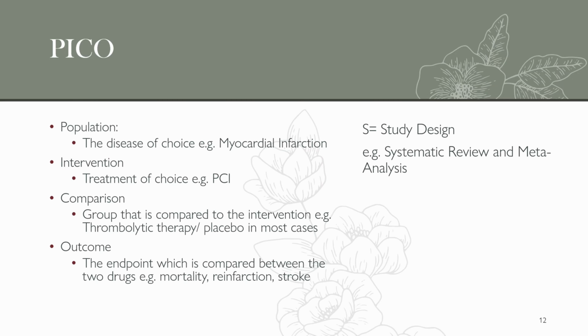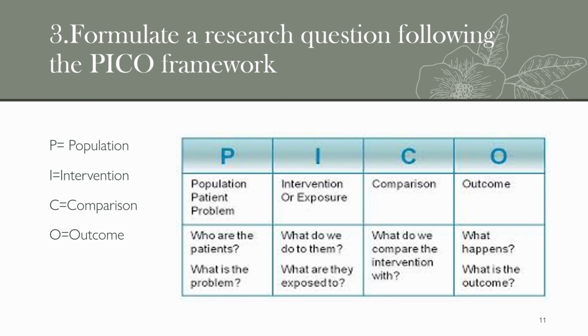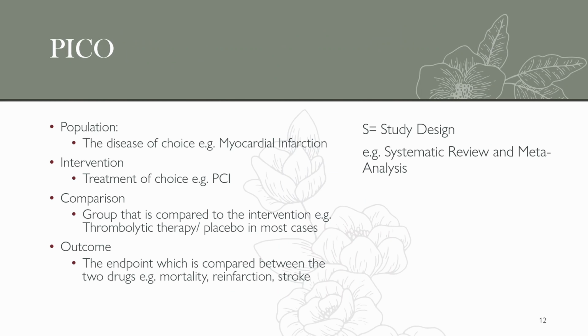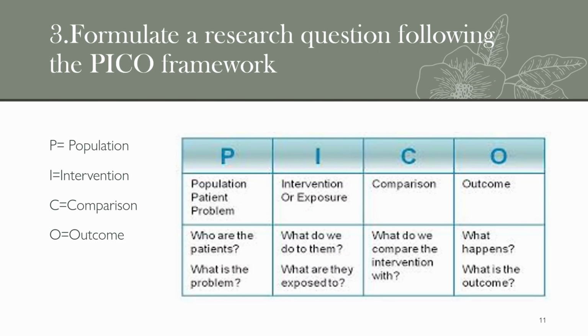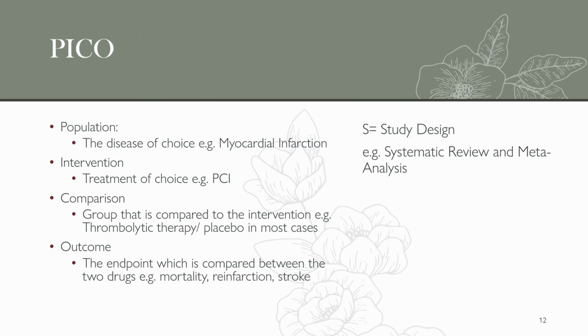So, for example, the disease of choice that we are taking here is myocardial infarction. Now we come on to the I, which is intervention or exposure. What is the treatment that you chose? What are the patients or the population exposed to? The treatment of choice here is PCI. And what are you comparing it with? Comparison is mostly done in most of the studies with placebo, and here we took thrombolytic therapy, and it is placebo in most cases.